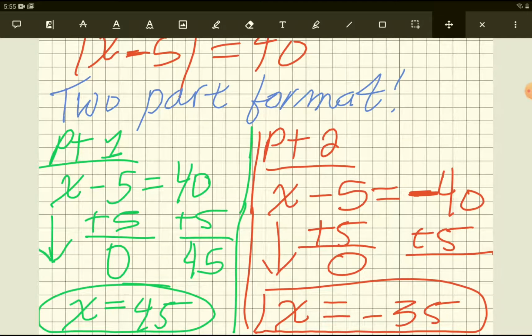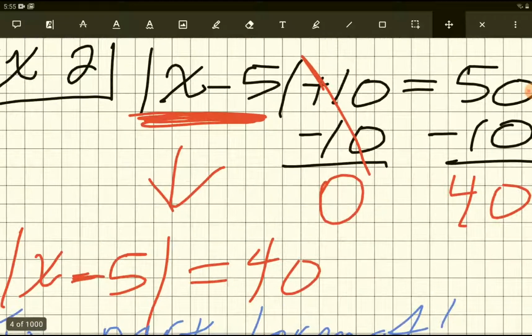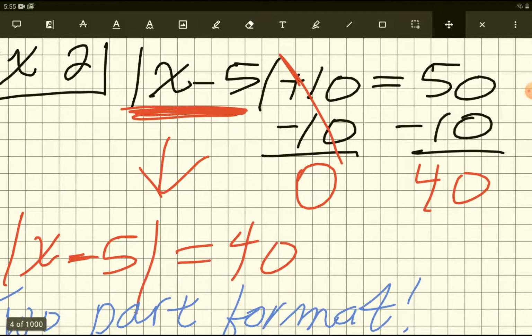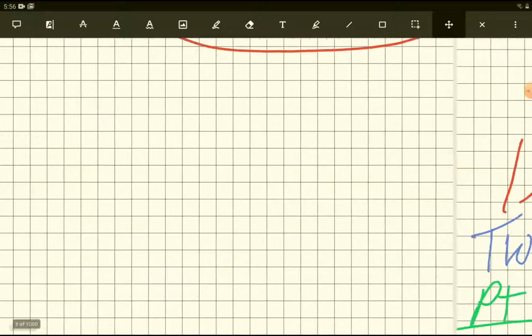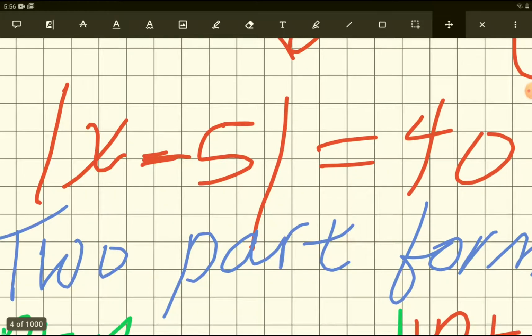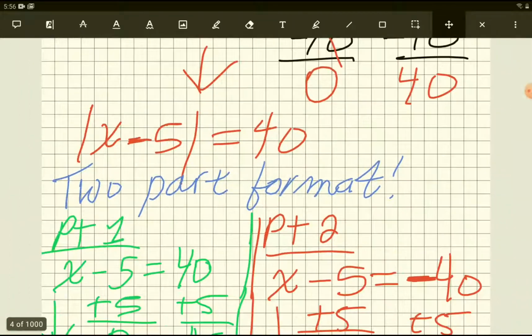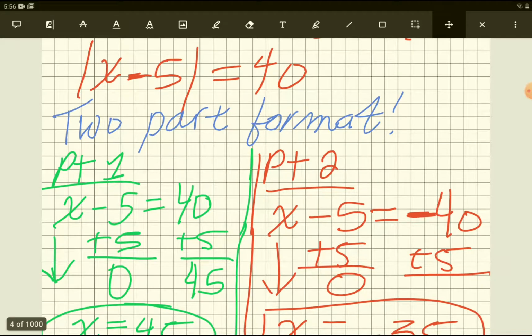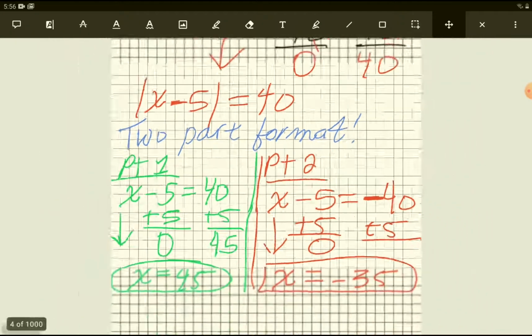Okay, so before you go, when problems look like this, with a number that sits on the outside, like that 10 is, you need to balance it out first, okay? Make it look like this with nothing else sitting around those bars. And then you go to the two-part format, okay? And then you go to the two-part format.